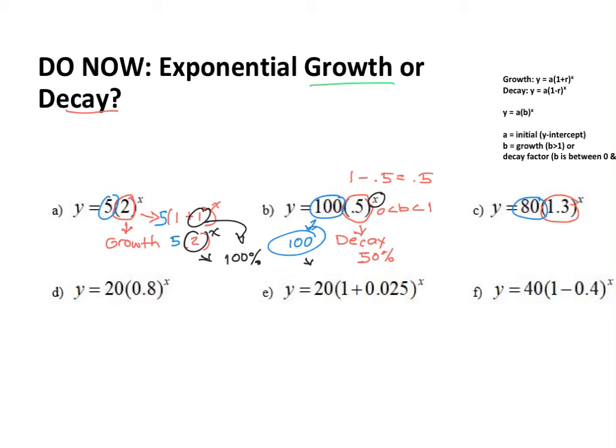Example C is, as you can see, the y-intercept, or the starting point. They started with 80. Could be $80, 80 bees, 80 bacteria. It could be 80 anything. But it is growing because it's bigger than 1. So how much is it growing by? Well, it's growing by this 0.3. That means it was 1 plus 0.3. Well, 0.3 in percentage is 30%. So it's growing by 30%. So we have 30% growth here. You get the lingo.